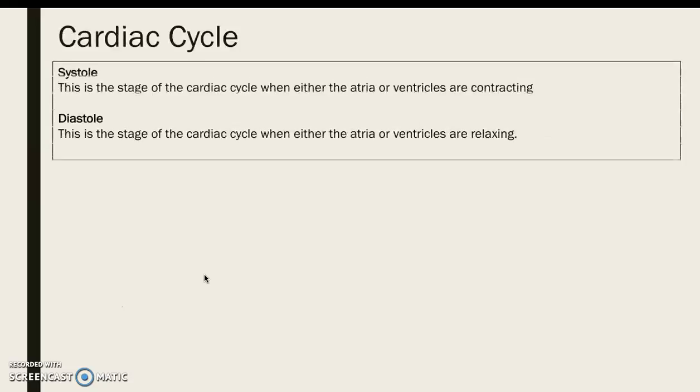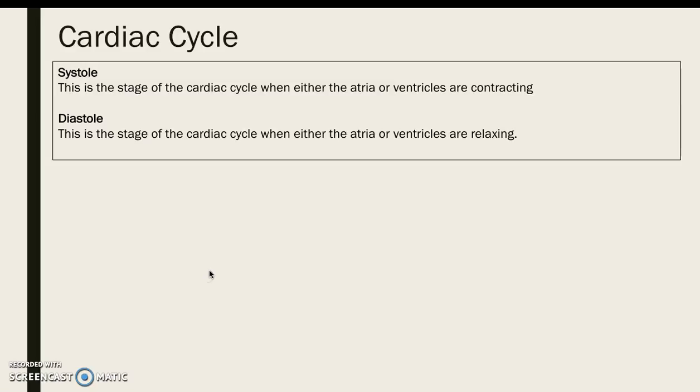On to the cardiac cycle. There are two pieces of key terminology that need to be understood about the cardiac cycle. These are systole and diastole. Systole is the stage of the cardiac cycle when either the atria or ventricles are contracting. Diastole is the stage of the cardiac cycle when either the atria or ventricles are relaxing.